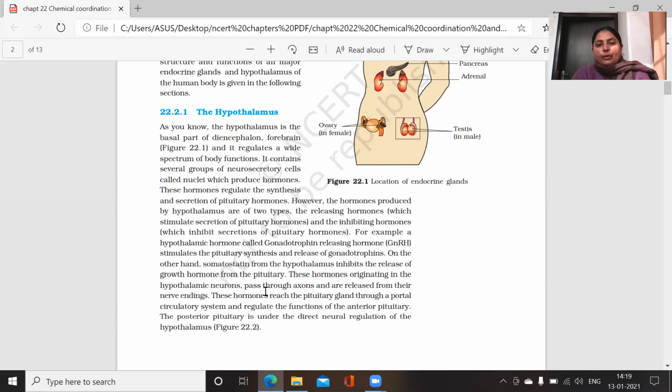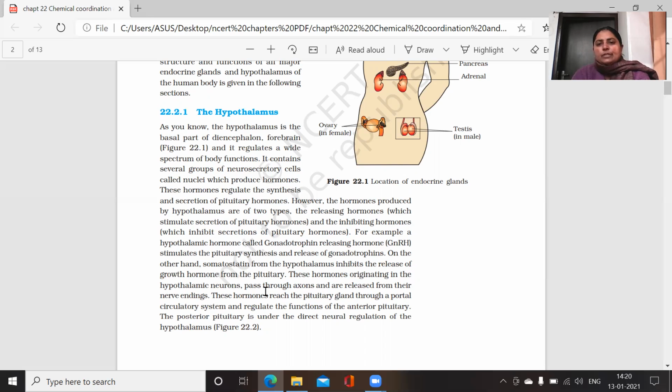Here I want to give you one example. If the hypothalamic hormone called gonadotropin releasing hormone is produced by the hypothalamus, then it stimulates the pituitary synthesis and allows it to release gonadotropins. On the other hand, if somatostatin is produced from the hypothalamus, then it inhibits the growth hormone produced by the pituitary, and it stops the release of the growth hormone from the pituitary.